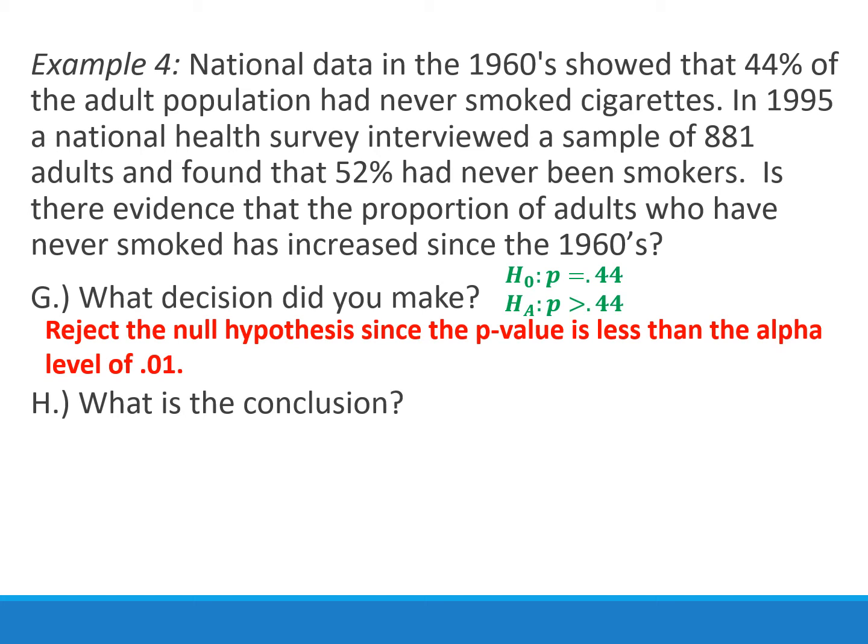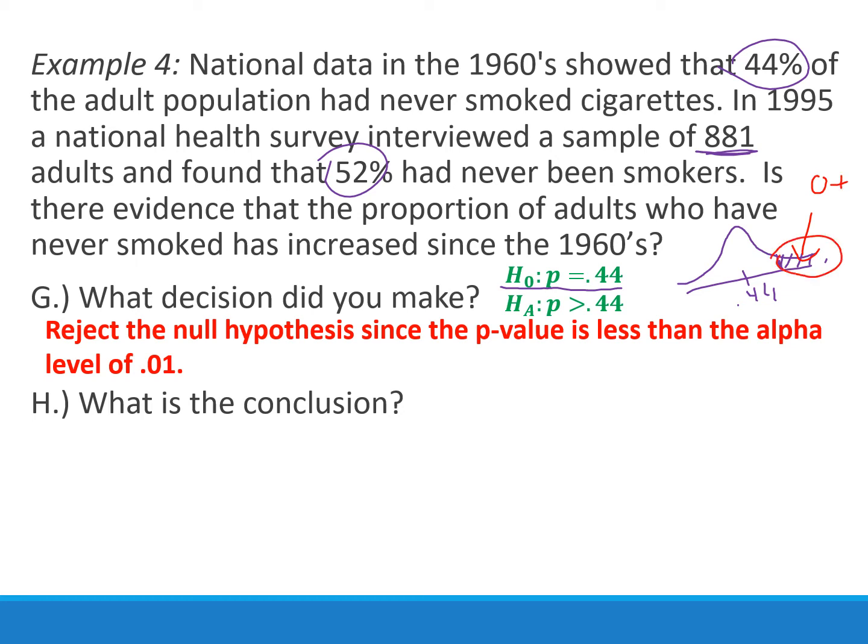So our entire test is based on an assumption that the null hypothesis is true. And the null hypothesis says that 44% of adults have smoked at some point in their life. So if that's true, we have 44% in the middle of our normal curve. The probability that we would see a sample of 52% or more in a sample size that's 881 large is really, really small. Okay, we found that it's 0 plus. So in other words, this would never actually happen.